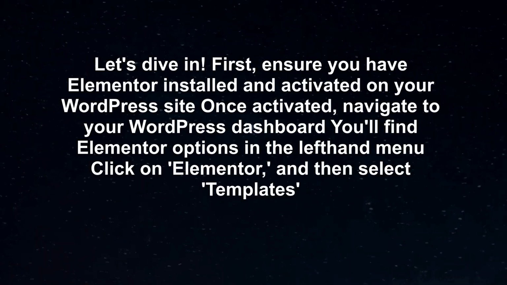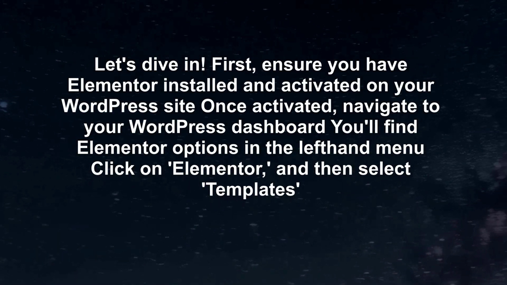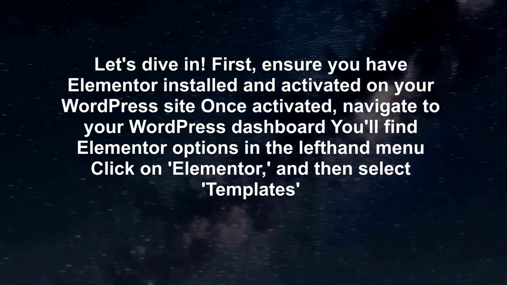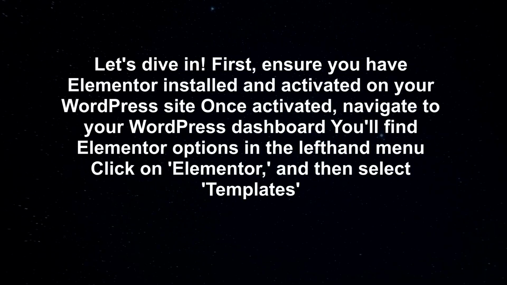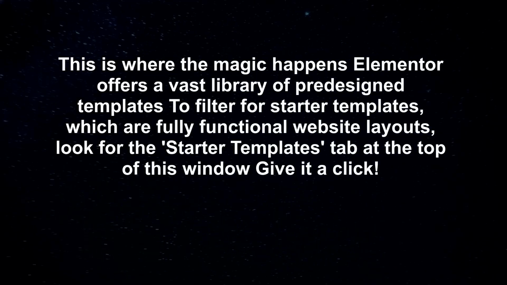Once activated, navigate to your WordPress dashboard. You'll find Elementor options in the left-hand menu. Click on Elementor, and then select Templates. This is where the magic happens.